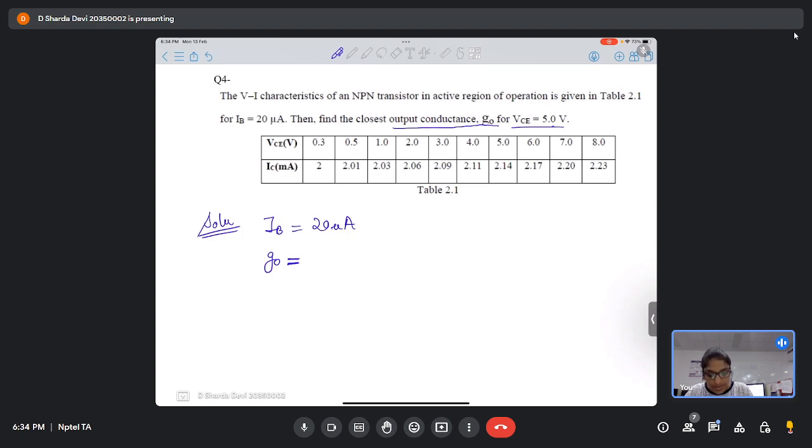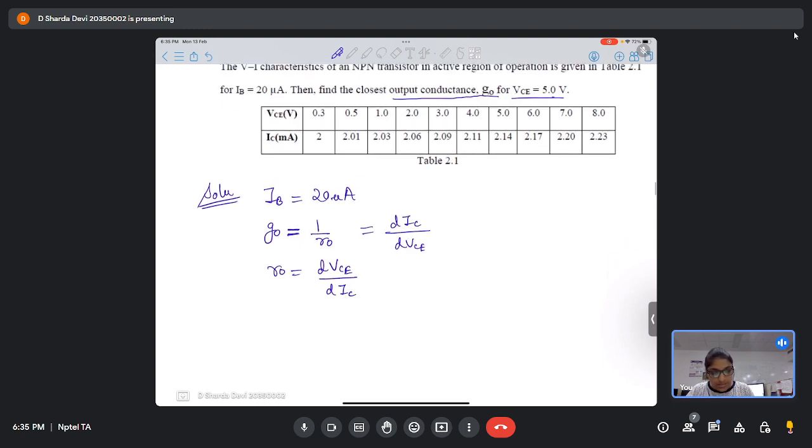Output conductance is the reciprocal of output resistance, right? How will we write output resistance? Output voltage divided by output current. So change in VC, because this is the output voltage, versus change in current. So when we say G0, it will simply be dIC by dVC, right? Now we have to find G0 at 5 volts.